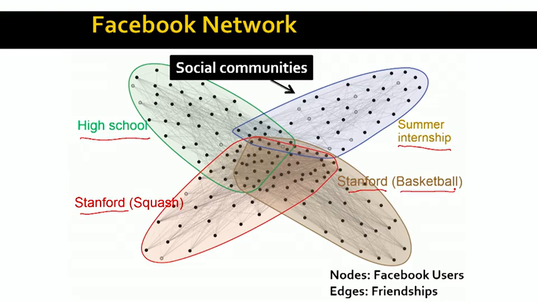What you also notice from this picture is that these communities heavily overlap. For example, this area here is the overlap of the squash and the basketball communities. The friends here are his Stanford friends who went to the same high school as my student. They also spend some time at the same companies and also play sports together. So we see that these social communities interact with each other.